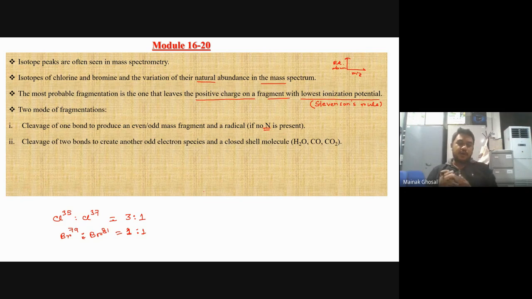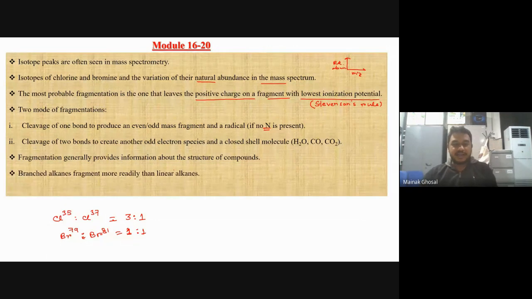So two ways of fragmentation are generally observed: either one bond cleavage to produce an even or odd mass fragment and a radical, or two bond fragmentation, which creates an odd electron species and a closed shell molecule. Generally the first one, the cleavage of one bond, is what is commonly observed. Fragmentation generally provides information about the structure of the compound. It's quite natural that from fragmentation you can get an idea about the structure.